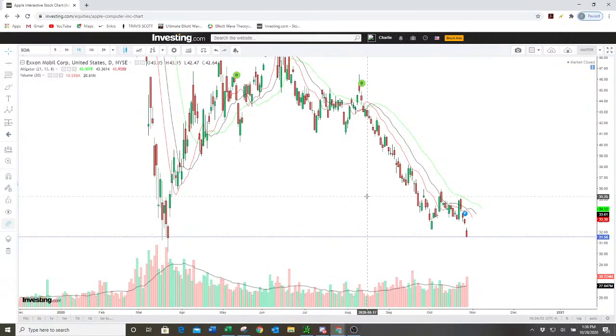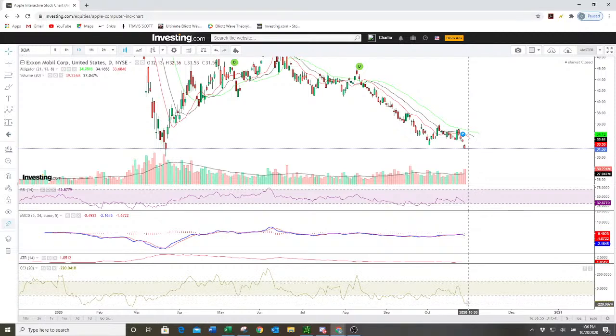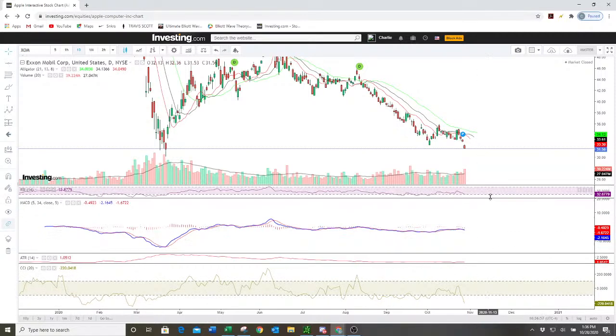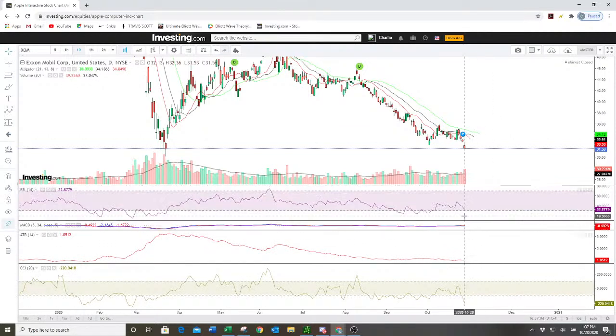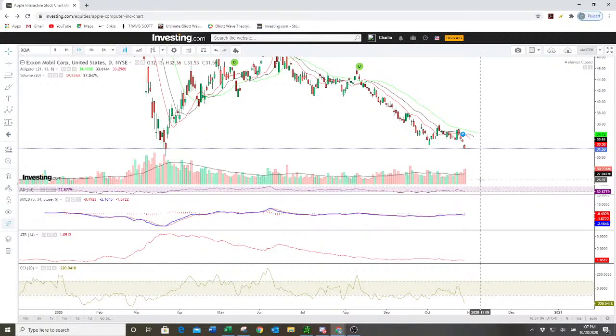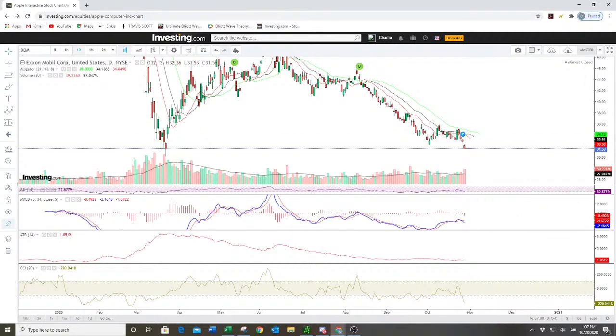Can it go higher? Does it have room to go higher? Of course it can. Anything can go higher. But it's going to need some support first. I want to see it go higher first before I get in. CCI is telling you that it's going to reverse. RSI is telling you that it's going to reverse. MACD is not really telling you much. It's pretty flat, if not negative. So I wouldn't touch XOM right now.